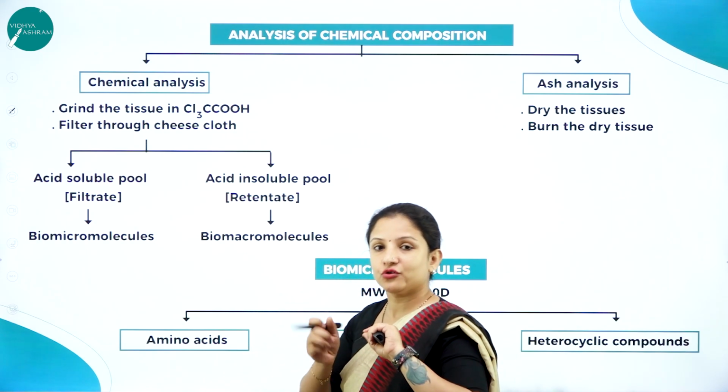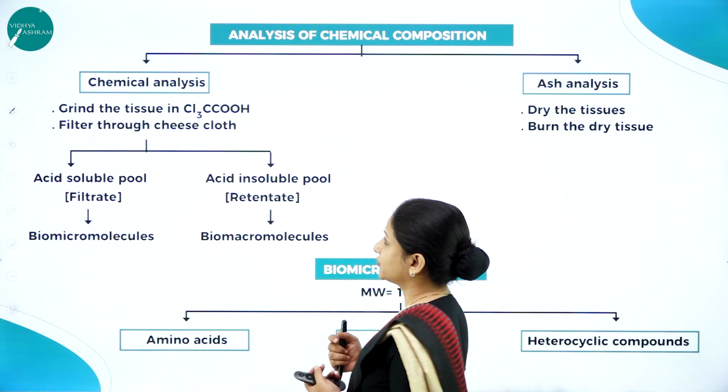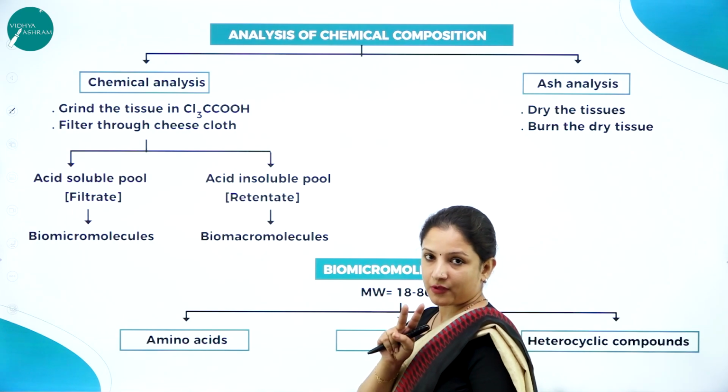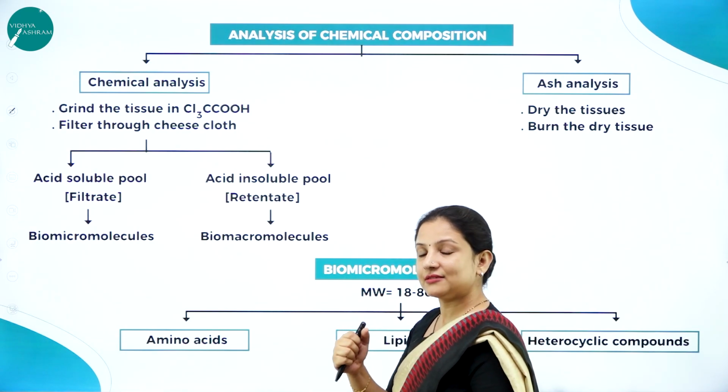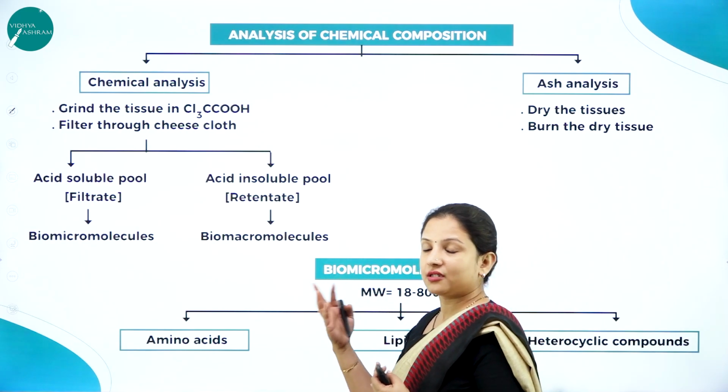When you strain, you'll get 2 fractions. One is the filtrate and the other one is the retentate. So what do we do here? There are 2 types of analysis of chemical compounds. One is chemical analysis and the other one is ash analysis. So whatever I told you now comes under chemical analysis.